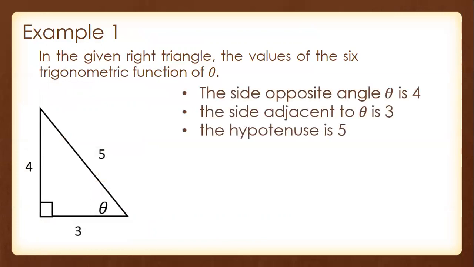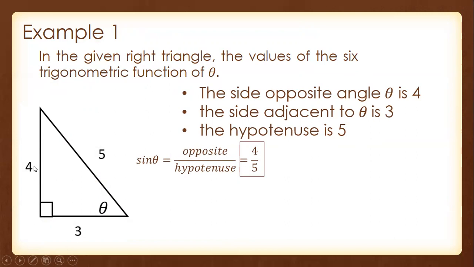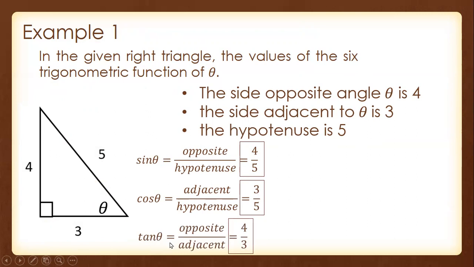Okay? So to get the sine theta, we have opposite over hypotenuse, we have 4 over 5. Cosine theta, adjacent over hypotenuse, we have 3 over 5. Tangent theta equals opposite over adjacent, we have 4 over 3. Next, we have the cosecant theta, hypotenuse over opposite, or simply the reciprocal of sine theta. Sine theta is 4 over 5, so the reciprocal of this is 5 over 4.